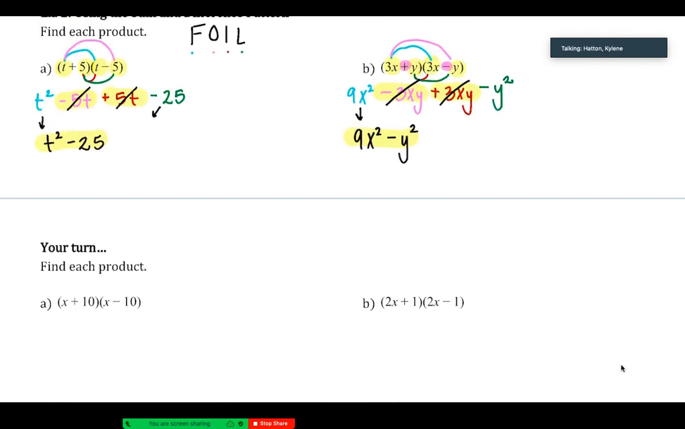Okay, so you guys have these two problems to practice on your own. I'm going to give you a few minutes to work through those, and then we'll work through them together.